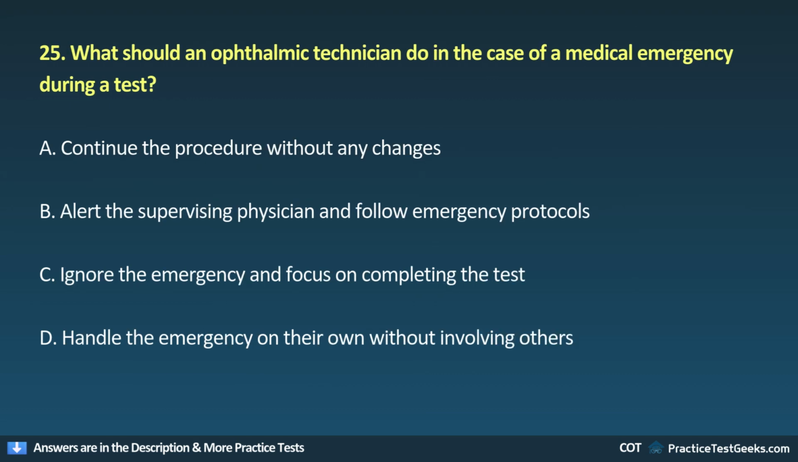25. What should an ophthalmic technician do in the case of a medical emergency during a test? A. Continue the procedure without any changes. B. Alert the supervising physician and follow emergency protocols. C. Ignore the emergency and focus on completing the test. D. Handle the emergency on their own without involving others.